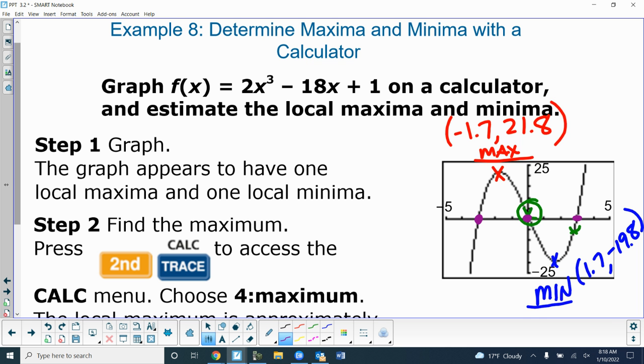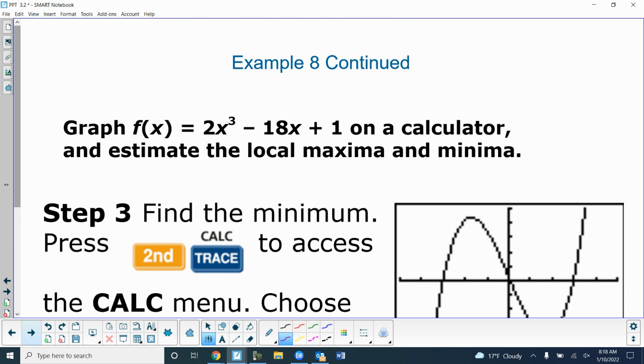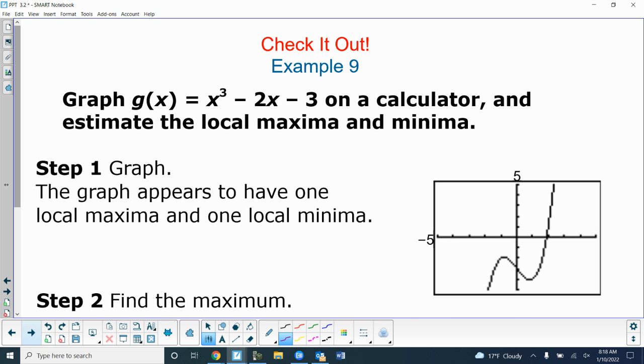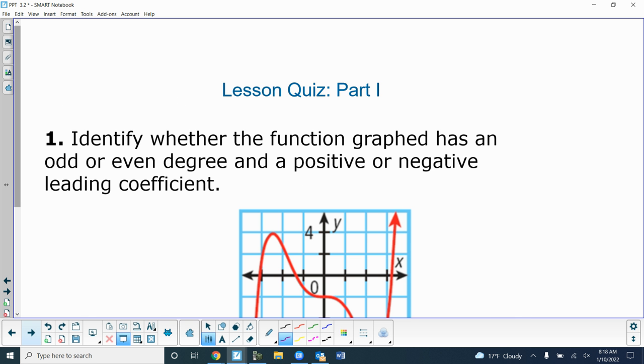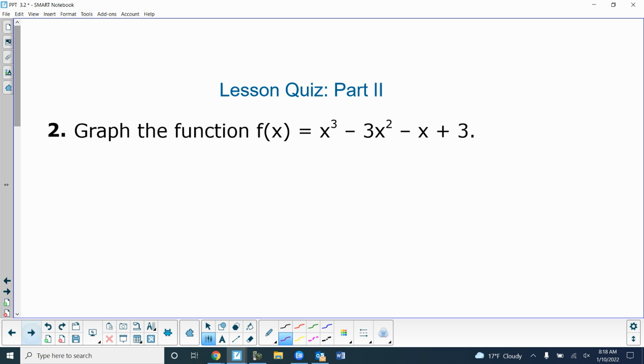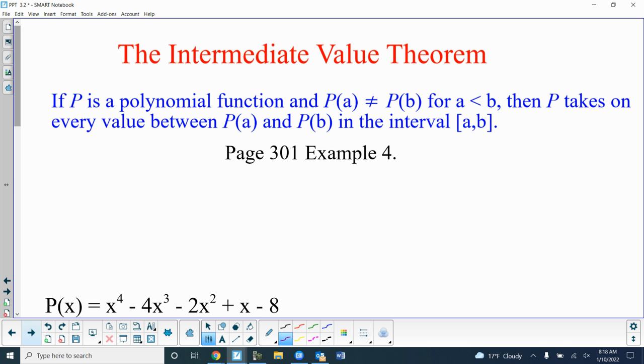So, end behavior, leading coefficient, positive, negative, odd or even degree, that kind of stuff. This, and then you're going to have to do stuff like this, okay?